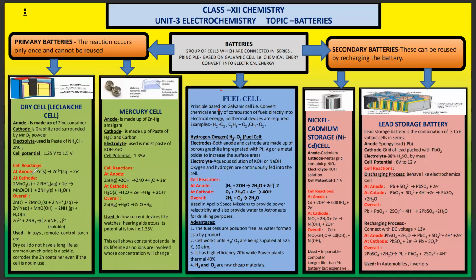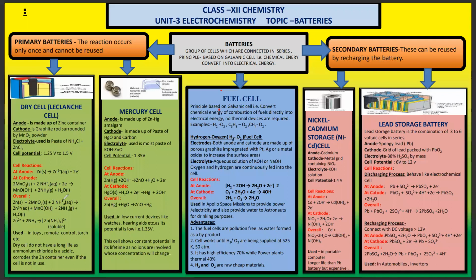Cell reaction: anode reaction is what? Zn goes to Zn2+ by loss of 2 electrons. At the cathode, the MnO2 powder is reduced in the presence of ammonium electrolyte to form MnOOH plus ammonia plus water. Then add both equations, multiplying to cancel out the electrons. So what is the overall reaction by adding both anode and cathode? Zn plus MnO2 plus NH4+ to form Zn2+, MnOOH, ammonia plus water.